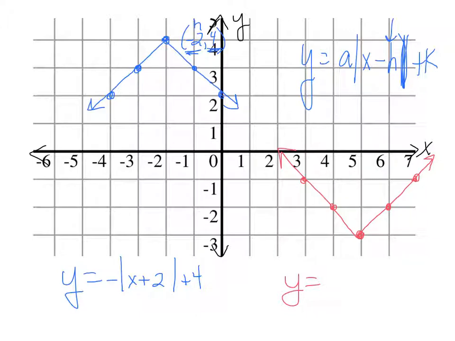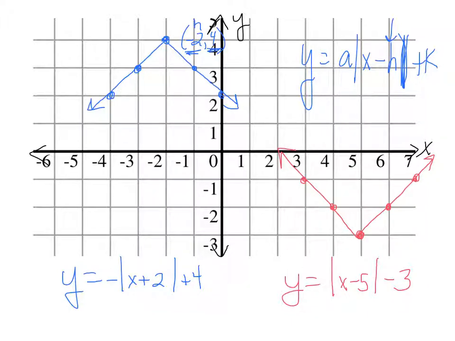So try to do the red graph on your own. What do you think it's going to be? Y equals what? Hopefully you figure out it's going to be the absolute value of x minus 5 minus 3. Since we go right 5, down 3, that means it's -5, and then -3 since it goes down 3.